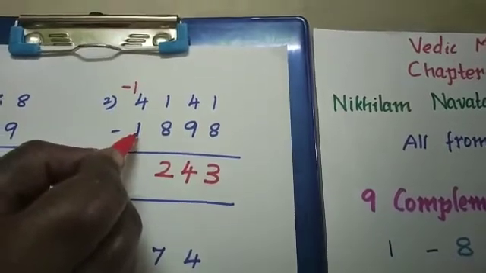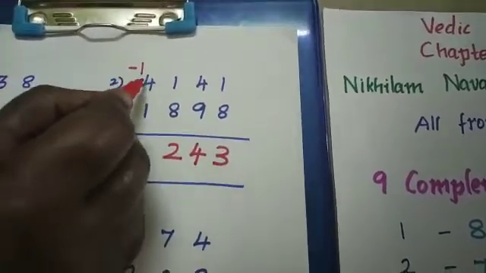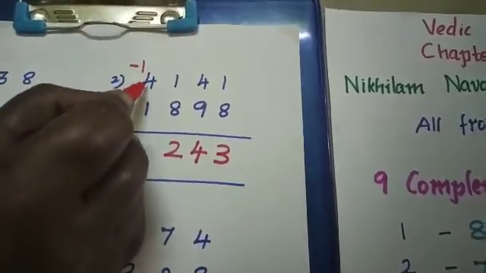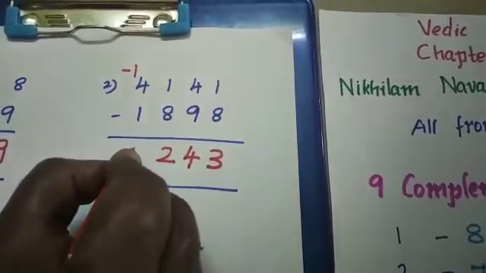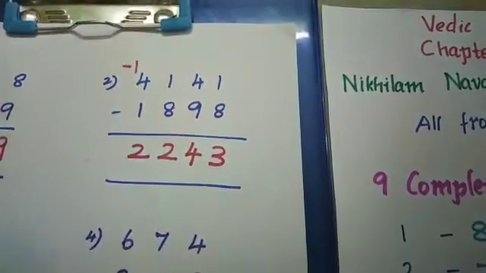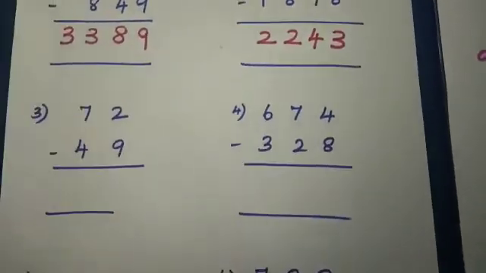3 minus 1, here there is one number. So first you have to reduce 1. If you reduce 1, you will be getting 3. 3 minus 1, it is 2. Got it, children? Now we will move to the next sum.